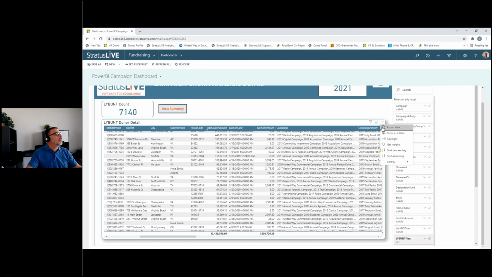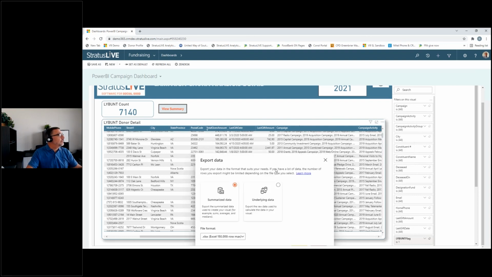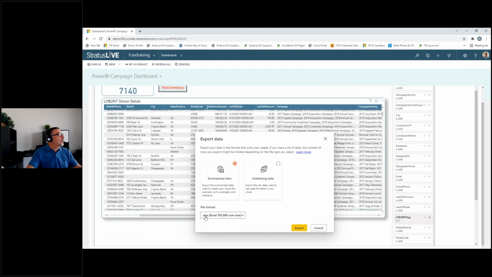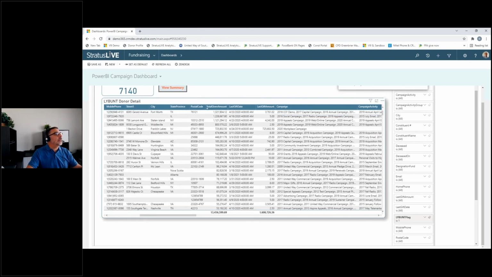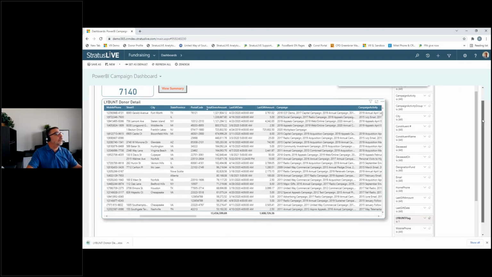I'm going to go one more click, export the data. It'll ask me what I want to export. I can either do the summarized data like I'm showing, or I can do the underlying data. It's going to go out as Excel. I click export and we allow it to run the file out.